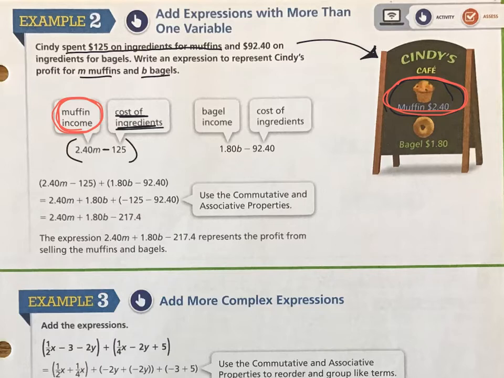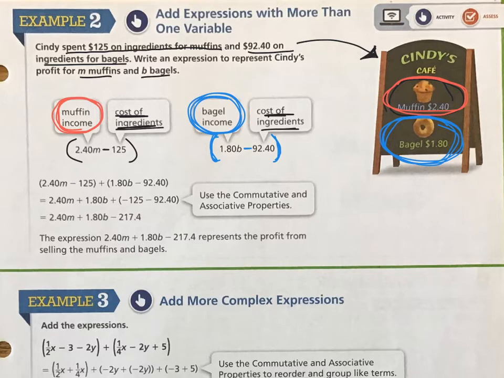Then we learn that Cindy spent $92.40 on the bagels, on those bagel ingredients. That was here. And we see that her income from selling the bagels is $1.80 each. So $1.80 times B for the number of bagels that she sells is going to tell how much money she makes on those bagels. But remember, she had to buy the ingredients first. So we're going to subtract $92.40 from that total amount that she made because that is the cost of her ingredients up front.